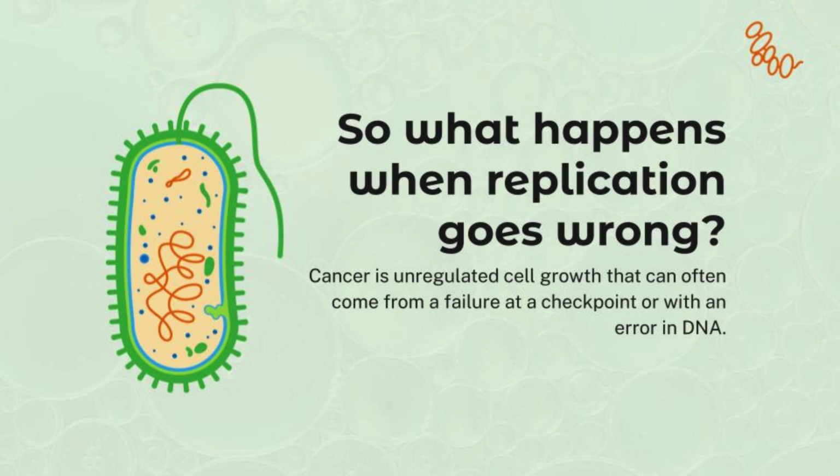So what happens when replication goes wrong then? When they don't catch a bad gene at a checkpoint and things like that, you can end up with unregulated cell growth, which we call cancer, from a failure at a checkpoint or an error with DNA. It's one of the reasons cancer can be so difficult to treat or cure, because there are many failures that can occur that all cause the same unregulated growth.